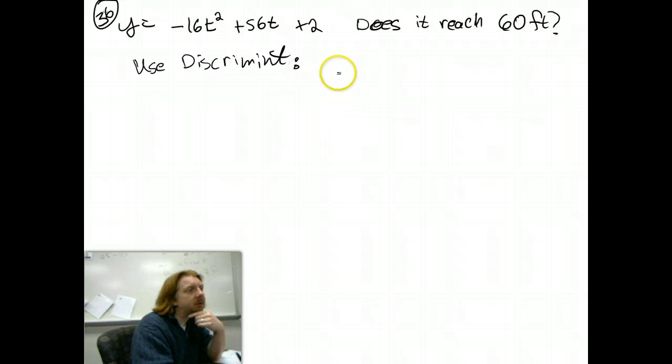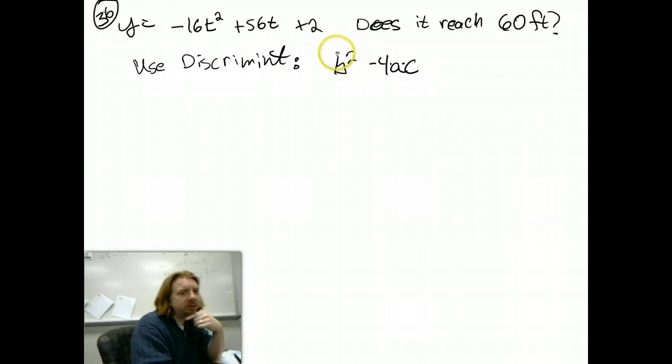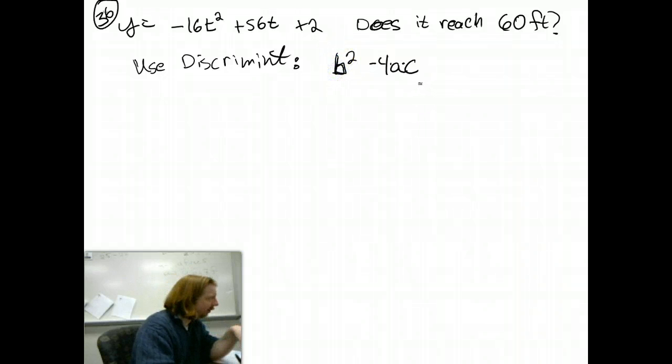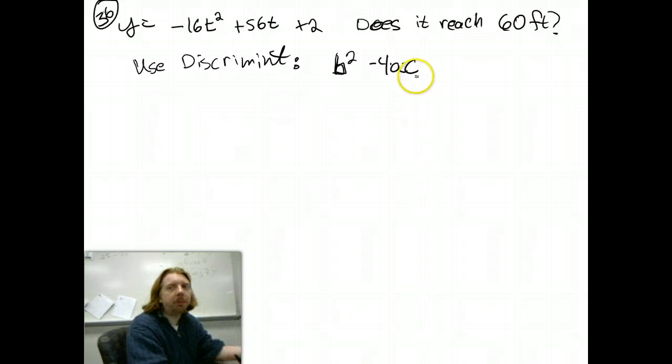So what is a discriminant? What's the formula? It's like the middle part of the quadratic formula. B squared minus 4ac. Remember, these are all multiplied. I have a lot of students who are still adding things in there. That's why the numbers get weird. If there's no symbol, we assume multiplication.